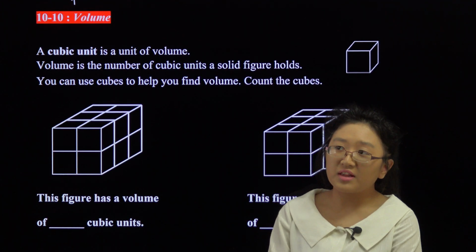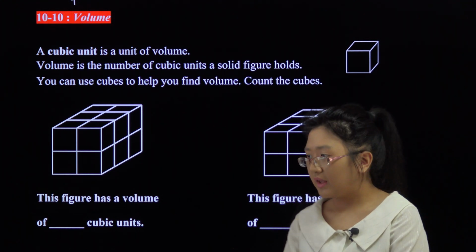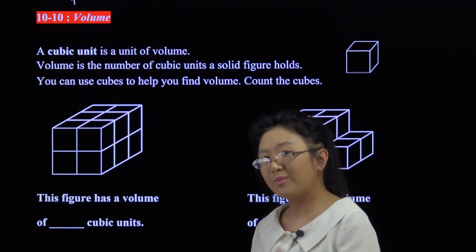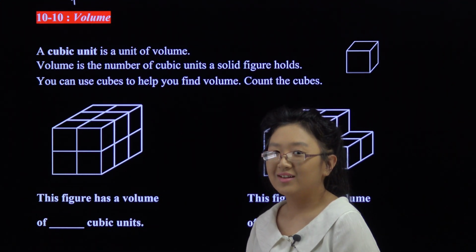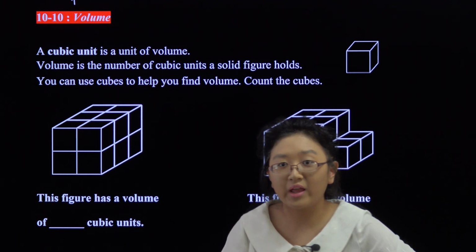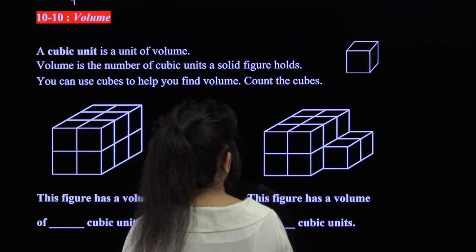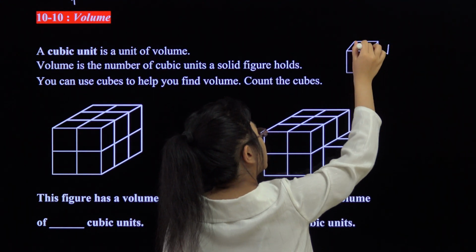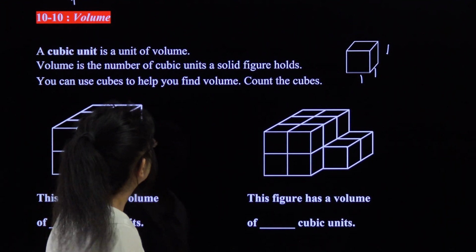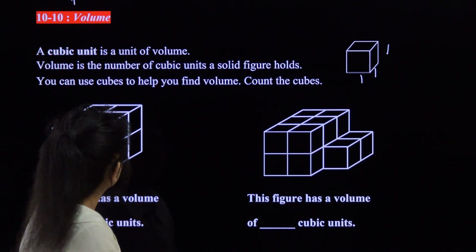You know that there's area, but there's also volume. Now, I know that area is a two-dimensional thing, which is you multiply the length and the width. Now, what's volume? It's a three-dimensional thing where you multiply all 3 dimensions: the length, width, and height. A cubic unit is a unit of volume. So basically, it's 1 unit as the height, 1 unit as the length, 1 unit as the width. Volume is a number of cubic units a solid figure holds.